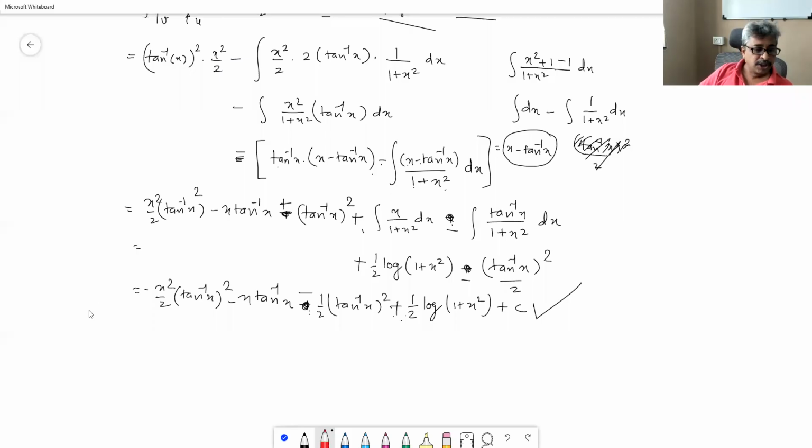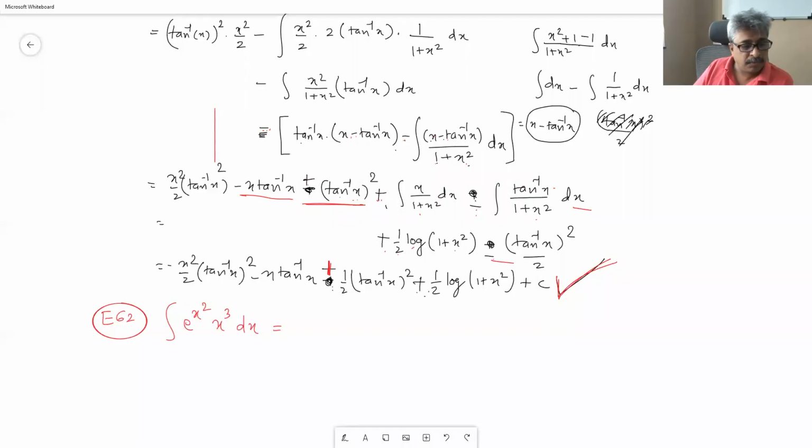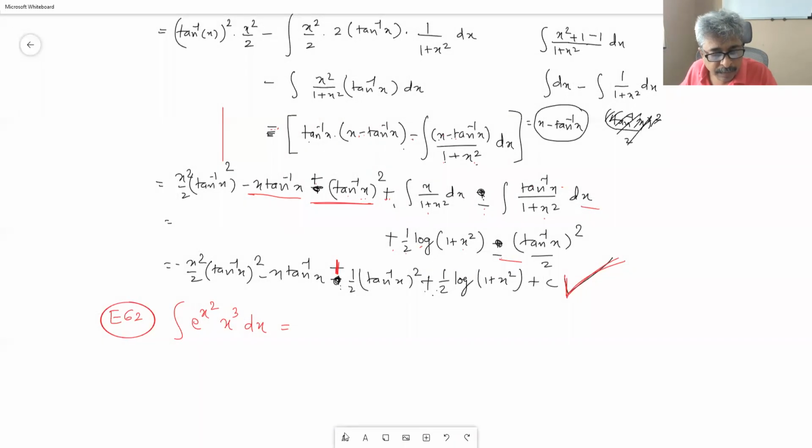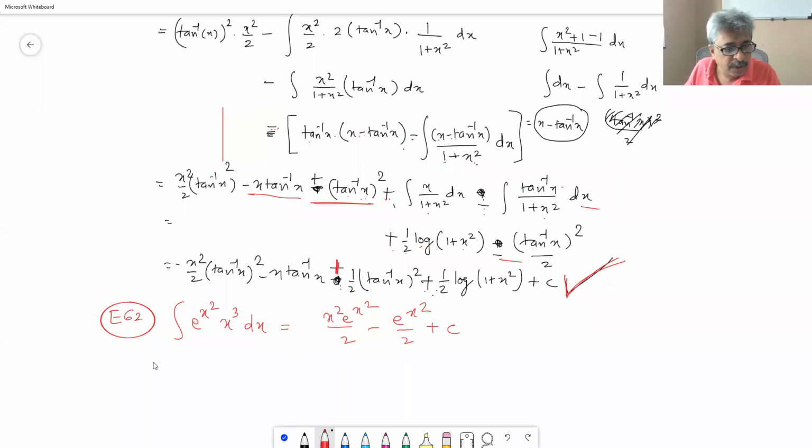E62. Integral e raised to x square times x raised to 3 dx. Okay, this is relatively easy. Solve it. The answer for E62 is x square e raised to x square upon 2 minus e raised to x square upon 2 plus c. Easy.